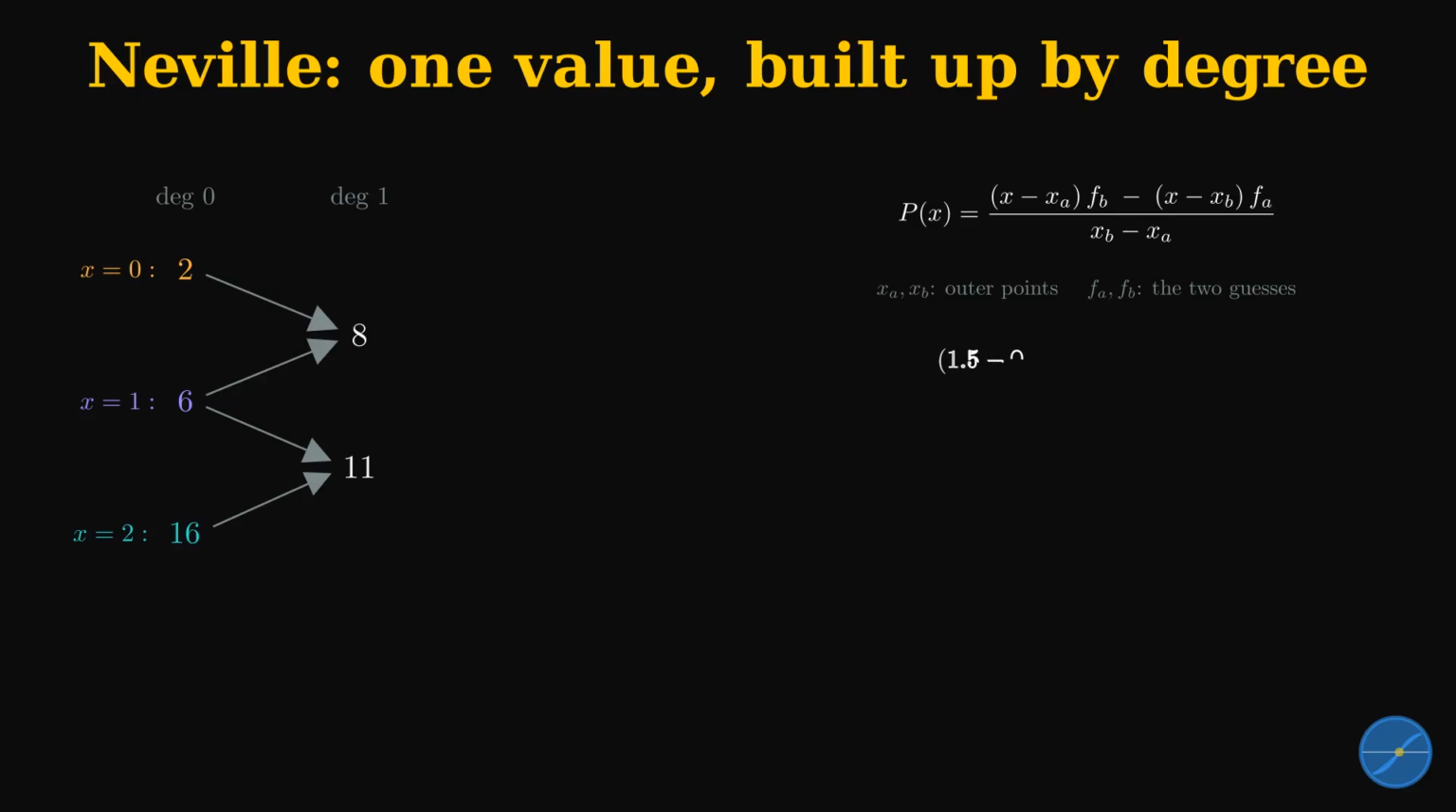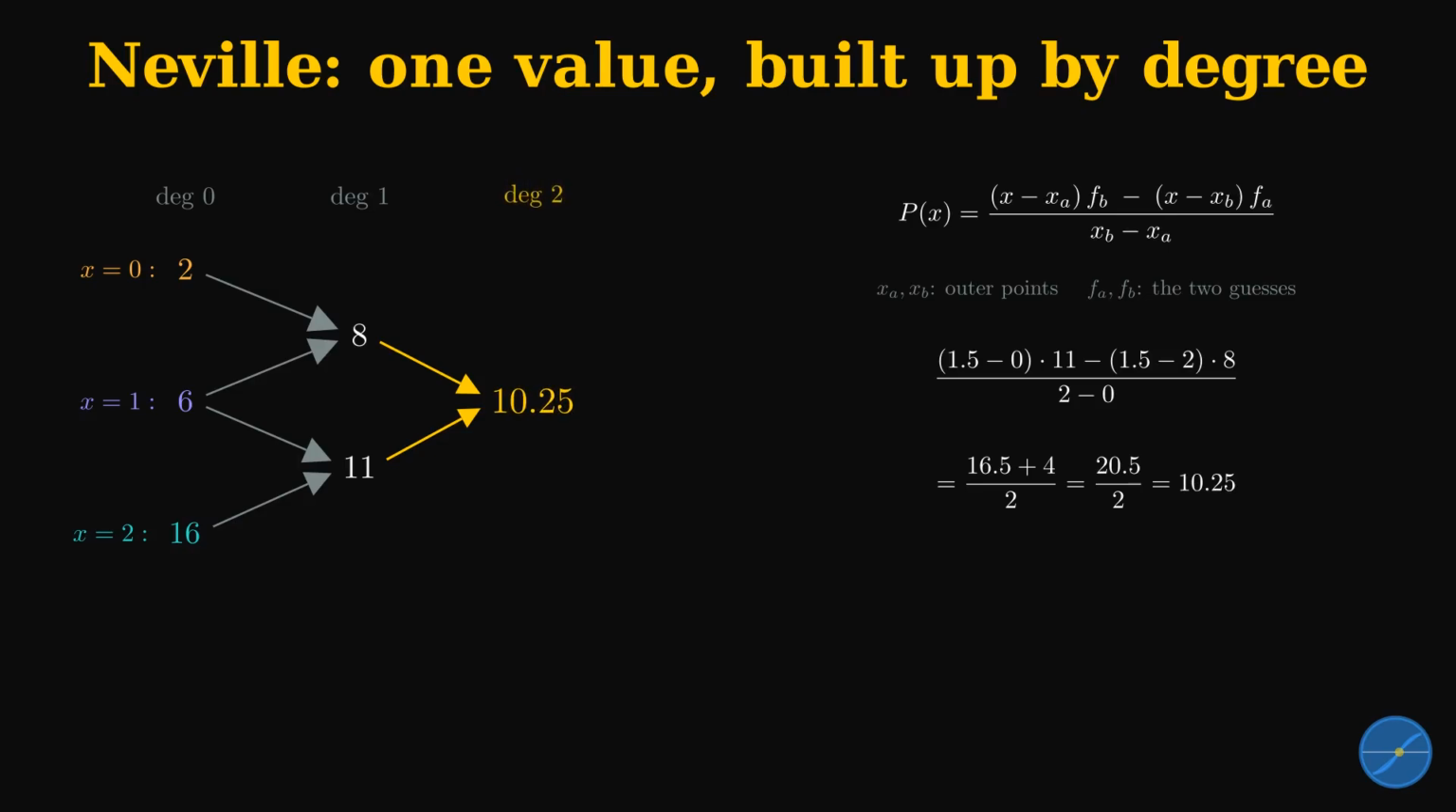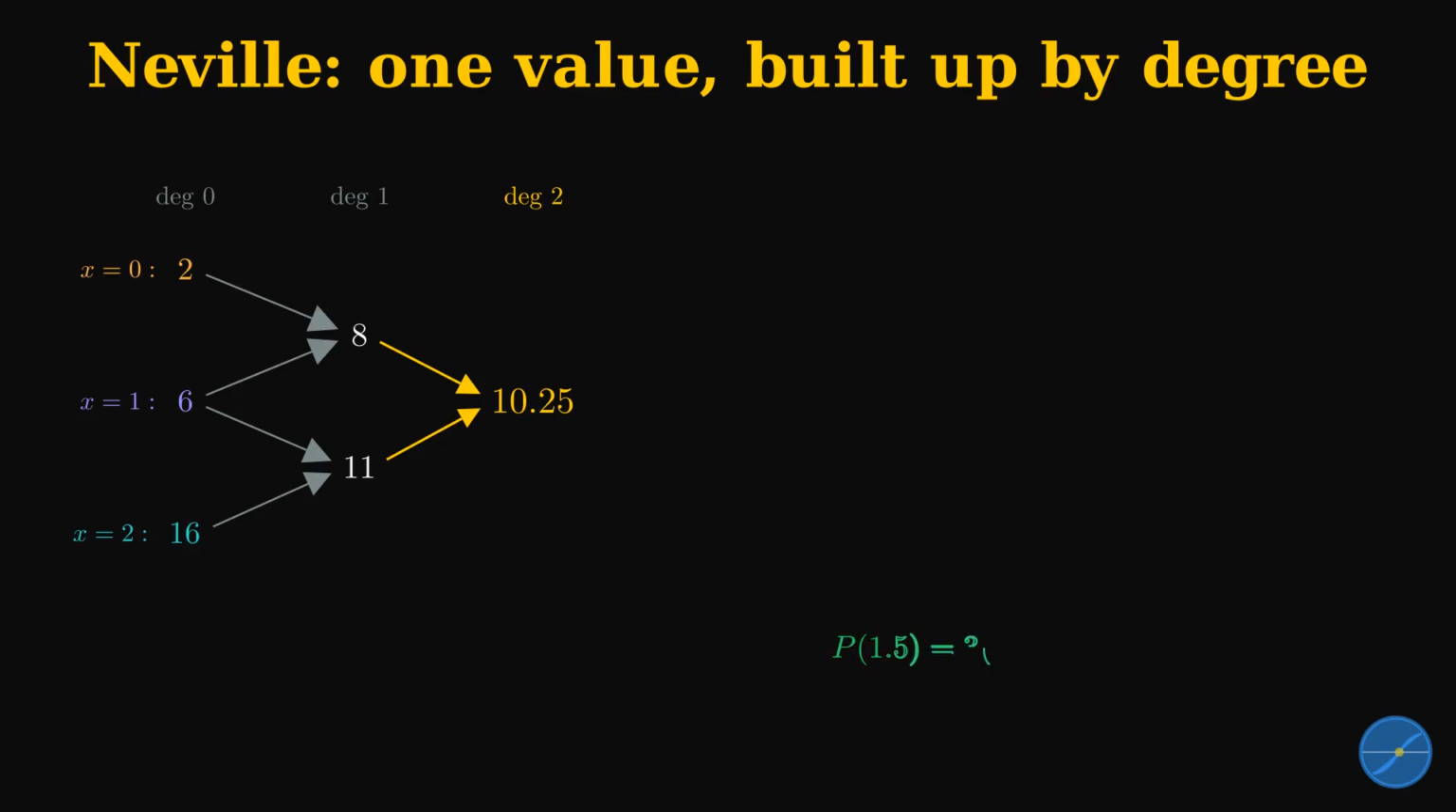Where it goes, blend those two lines. The outer points are now 0 and 2. The guesses 8 and 11. 16 and a half plus 4 over 2. 20.5 over 2 is 10.25. That value drops into the table. Degree 2. That single number is p at 1.5 and we never built the polynomial. Check against the full polynomial. 3 times 2.25 plus 1.5 plus 2. 10.25.